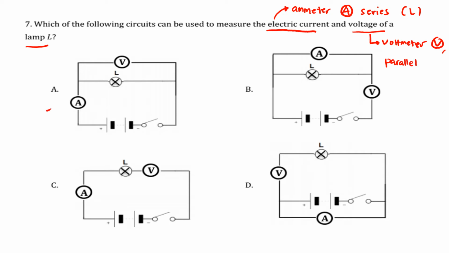So if we look at choices A, B, C, and D, only A would be correct because the lamp is connected in parallel to the voltmeter and in series with the ammeter. If you look at B, the lamp and the voltmeter are in series. That makes it wrong. Also for part C, the lamp and the voltmeter are connected in series, so that's wrong. And also in part D. So again, remember that to measure electric current, the ammeter should be connected in series, and to measure voltage, the voltmeter should be connected in parallel to the electrical component that we want to measure the voltage for.